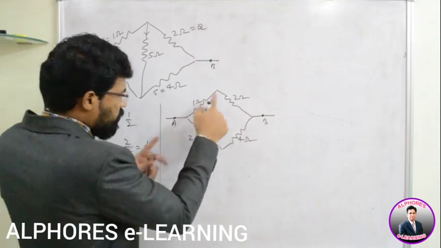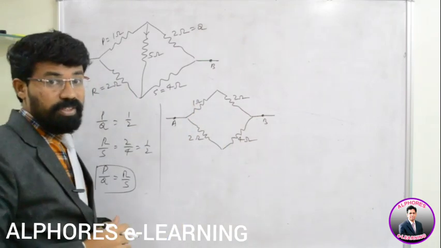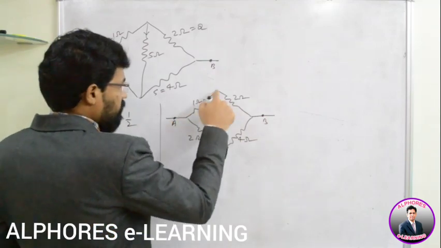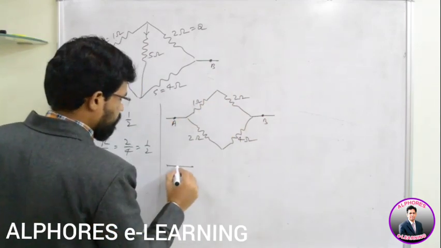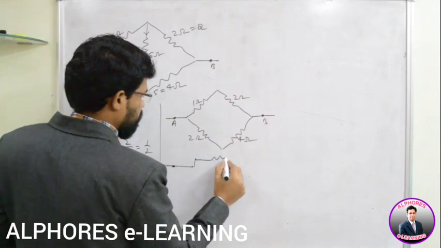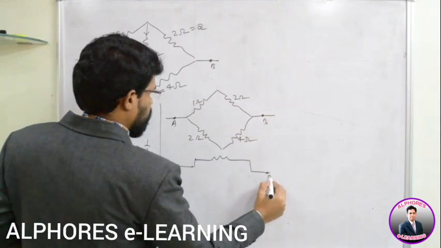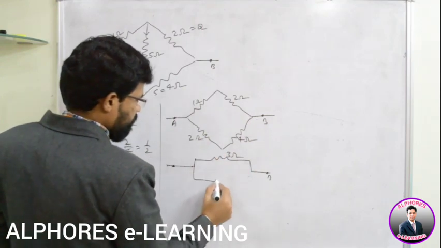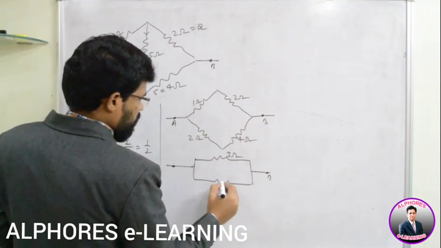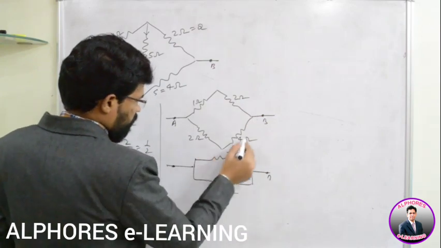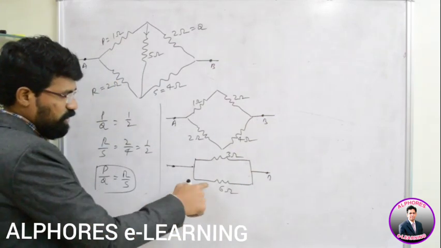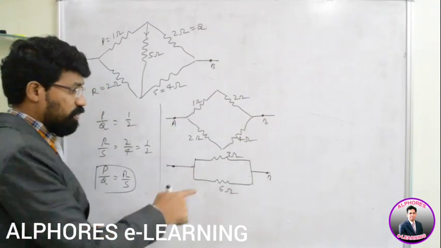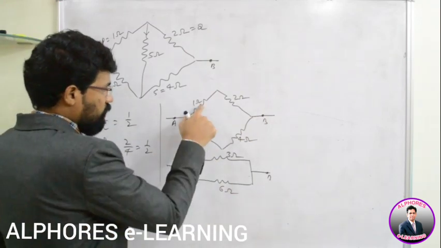Now you can see very clearly that 1 ohm and 2 ohm resistances are in series combination, 2 ohm and 4 ohm resistances are in series combination. So what is the effective resistance here? 1 plus 2, 3 ohm, and 2 plus 4, 6. So here the bottom branch's entire resistance is replaced with one single resistor, 6 ohms. The upper branch's entire resistance is replaced with one single resistor, 3. 2 plus 4, 6, 1 plus 2, 3.